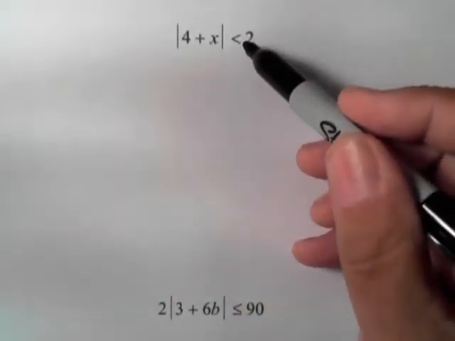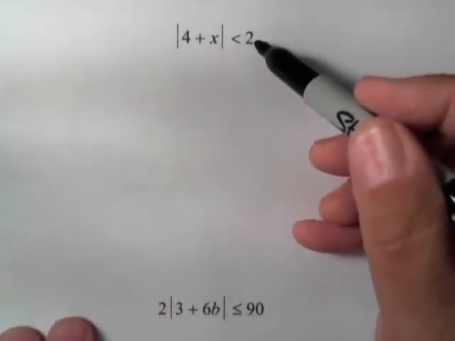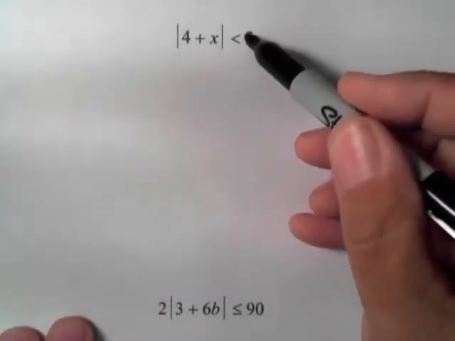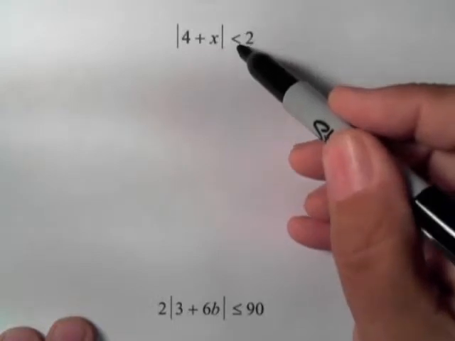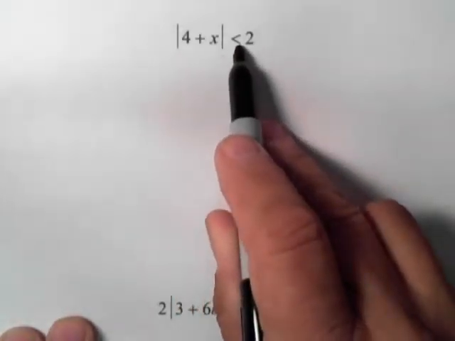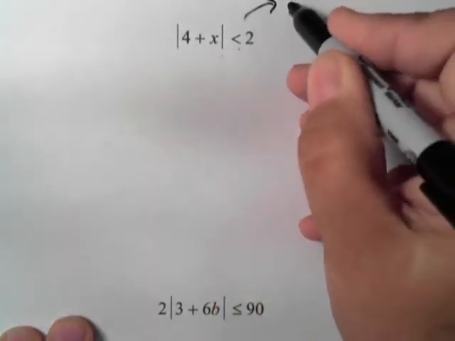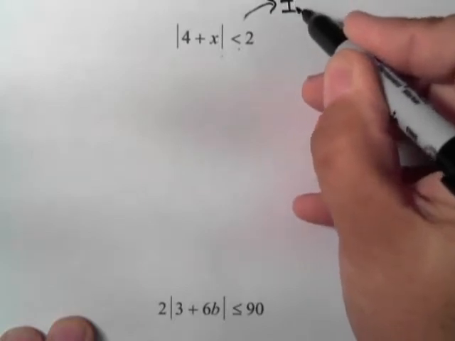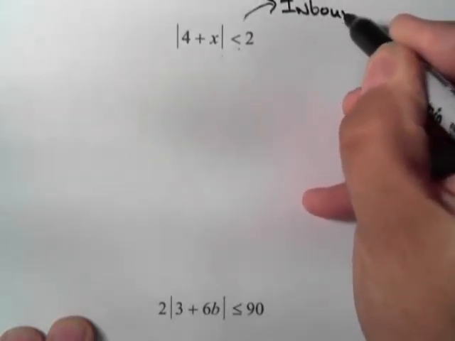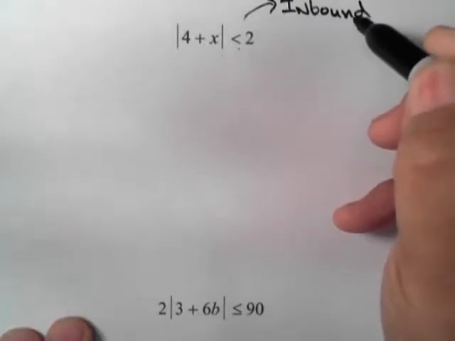Okay, a couple more examples, but notice now these are going to be not outbounds but inbounds. Notice that the absolute value here is getting smaller. So right from that to begin with, we know we've got an inbound, which means our solution will be in between the two boundary points.